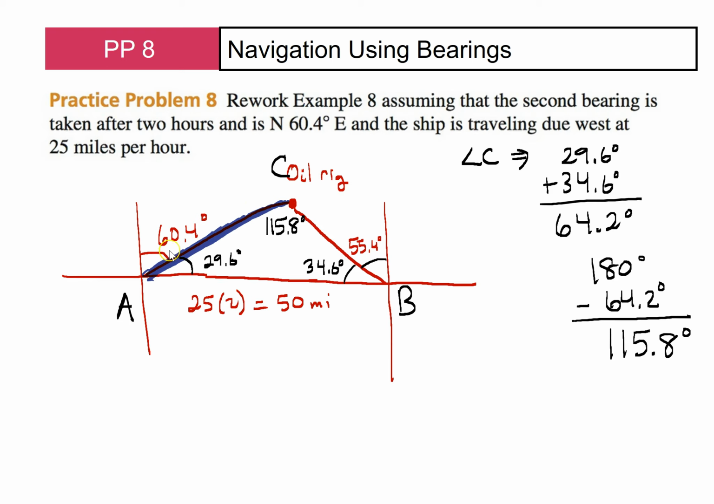I want to know this dark area here. How far are we away from the oil rig at this point? So it'd be this angle corresponding to opposite side, and this angle here corresponding to opposite side. Law of sines in the mix. Here we go. So sine of 115.8 degrees over 50, and then the sine of 34.6 over what we don't know, which is labeled as x for us this time.